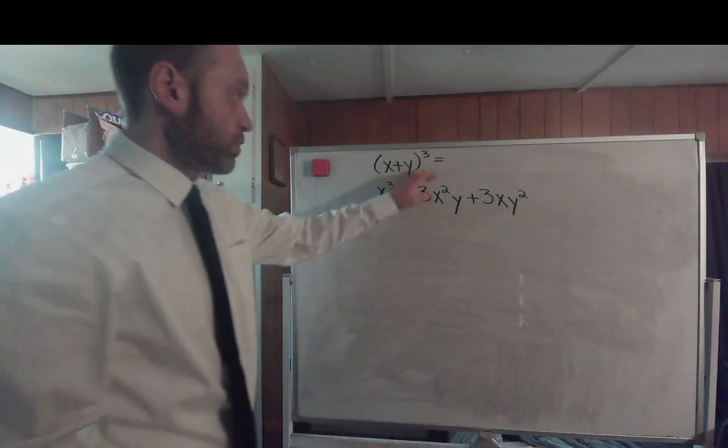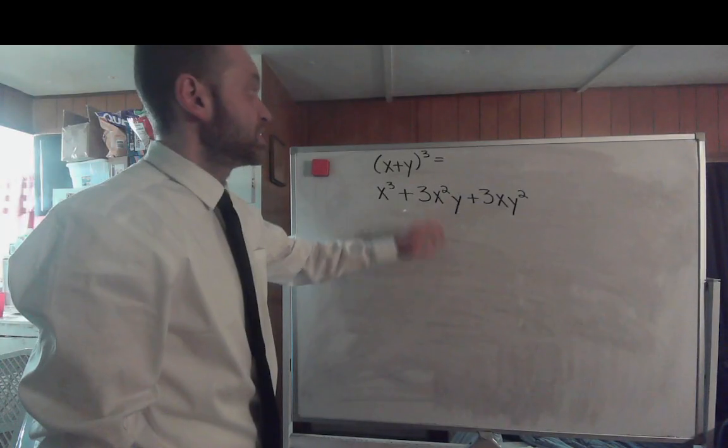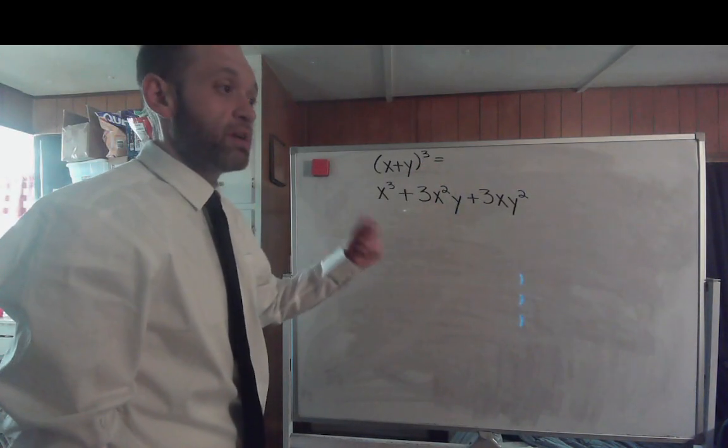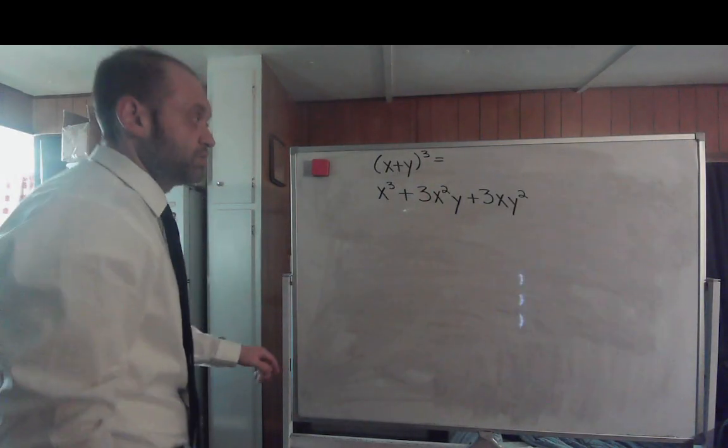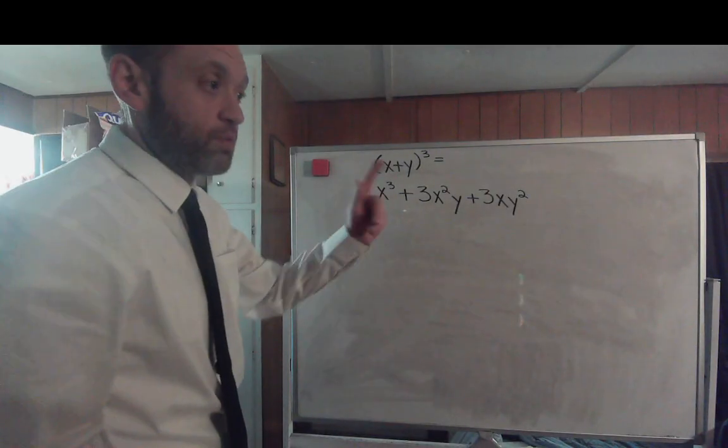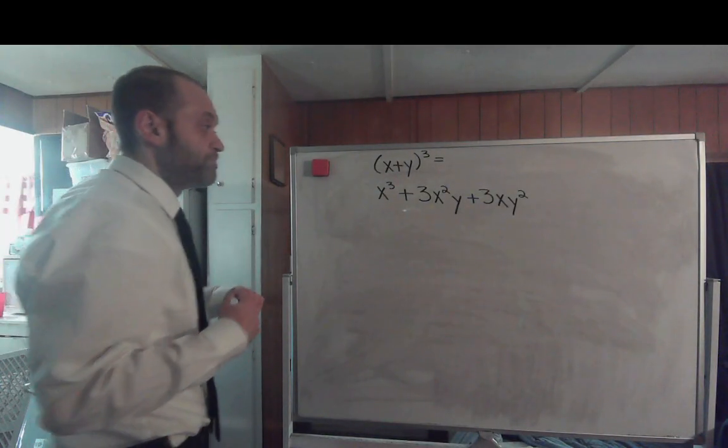Now we should have 4 terms because this is to the third power. Remember, the number of terms you have is always 1 more than the power the binomial is raised to. So we're going to have a 4th term, which would put us on the last term.